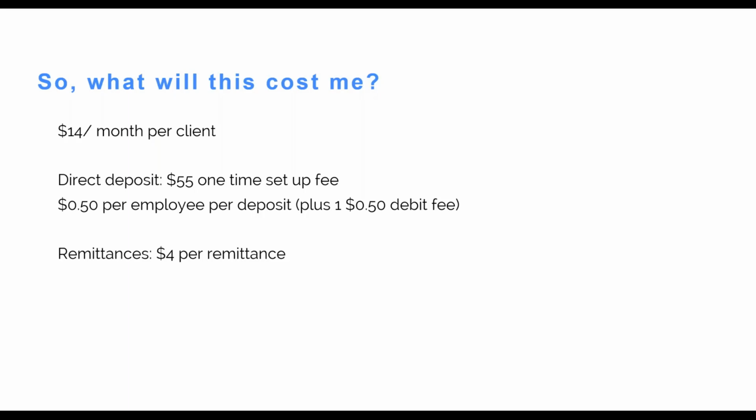The reason for that is that we send the information over to the bank, and once they approve it, sign off on it, then we are able to activate direct deposit. It's 50 cents per employee per deposit and one debit fee of 50 cents. So if you have 10 employees, you're looking at $5.50 per pay run.